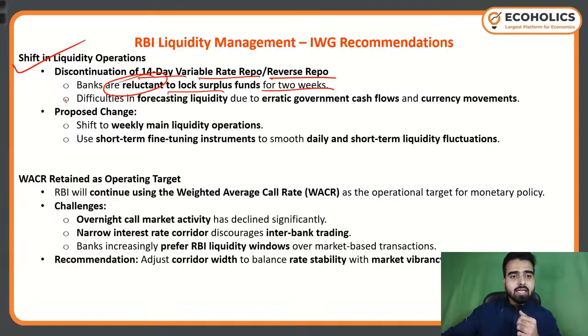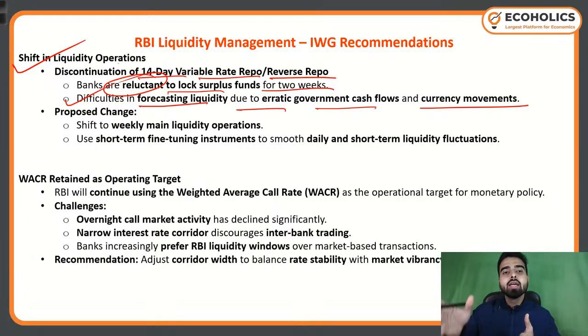The difficulty in forecasting liquidity due to erratic government cash flow and currency movements is also one of the reasons. So what they have said is to discontinue the 14-day variable repo rate or the reverse repo rate operations. What they have proposed is to shift to weekly main liquidity operations. So whatever liquidity operations RBI is having for a week, they have told that you should stick to this only.